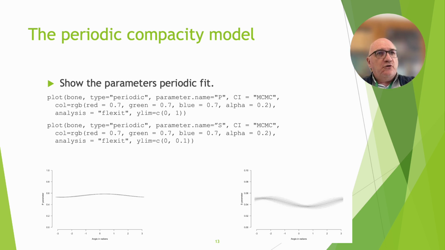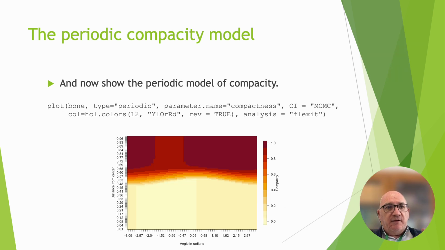First, we can show the periodic fit of the parameters with this function. We have here the P value fitted, and on the x-axis you have the angle in radians. 0 is the horizontal right of the section, and this is a trigonometric circle. You see a very slight effect on the P parameter. The P changes a little bit when you turn around the bone. This is the effect for S, and you also see a slight change of the S parameter when you turn around the bone section.